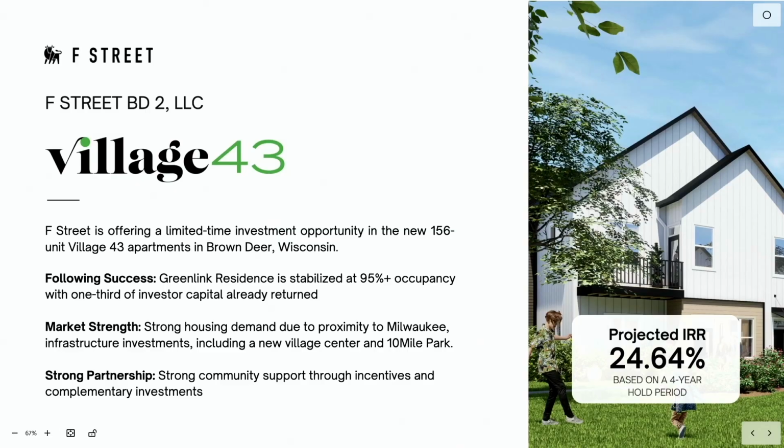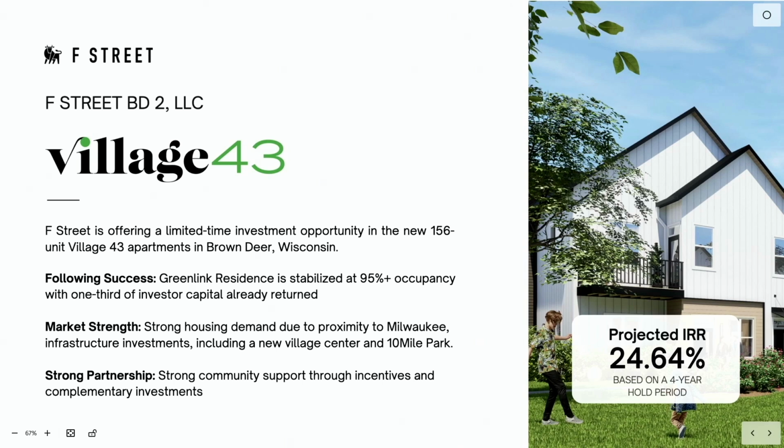So what is Village 43, right? Village 43 is 156 units of garden-style apartments in Brown Deer, Wisconsin. We are following our success of the building across the street that we already have proven works. The market works. There's demand for what we're doing. Greenlink is already stabilized at 95% occupancy, with 1/3 of the investors' capital already returned to them in 30 months and change. So we've built it, we've stabilized it, we've refinanced it, we've returned 1/3 of the investors' money.